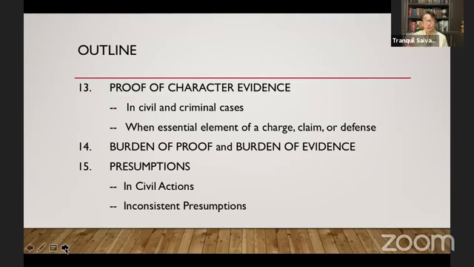And finally, on proof of character evidence. Still on proof of character evidence, but unlike the first, in civil and criminal cases, here, we have the case when character is an essential element of the charge, claim, or defense. So in that case, it's an essential element of a crime, a charge, or a defense. Is proof by reputation? No. Proof is by specific instances.